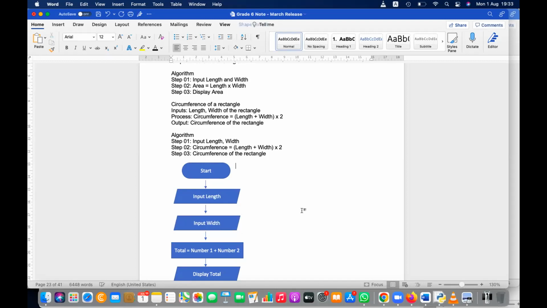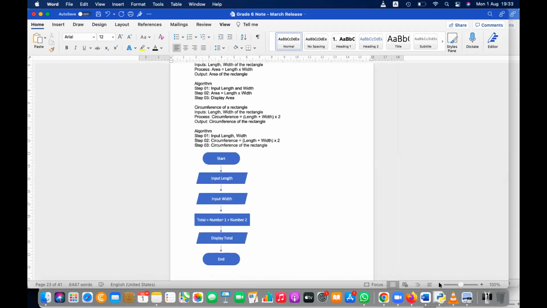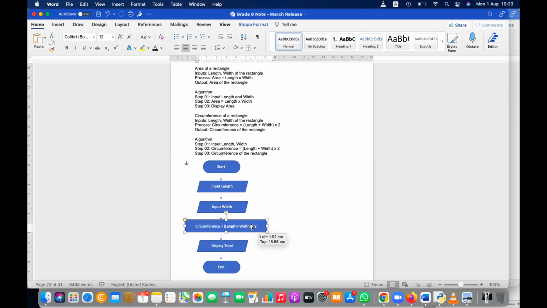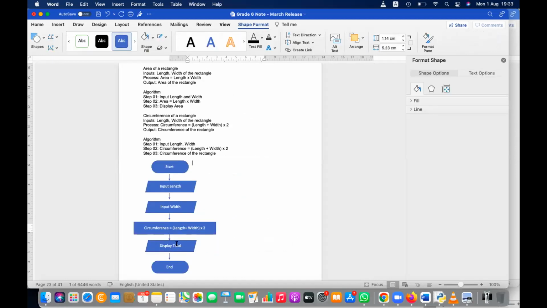You can see parallelograms, right? Since these are inputs, I have to use the parallelogram symbol. Then, you are going to find the circumference: circumference equal to length plus width multiplied by 2. That is the circumference. And here you have to display the circumference. And finally, that is your flow chart.